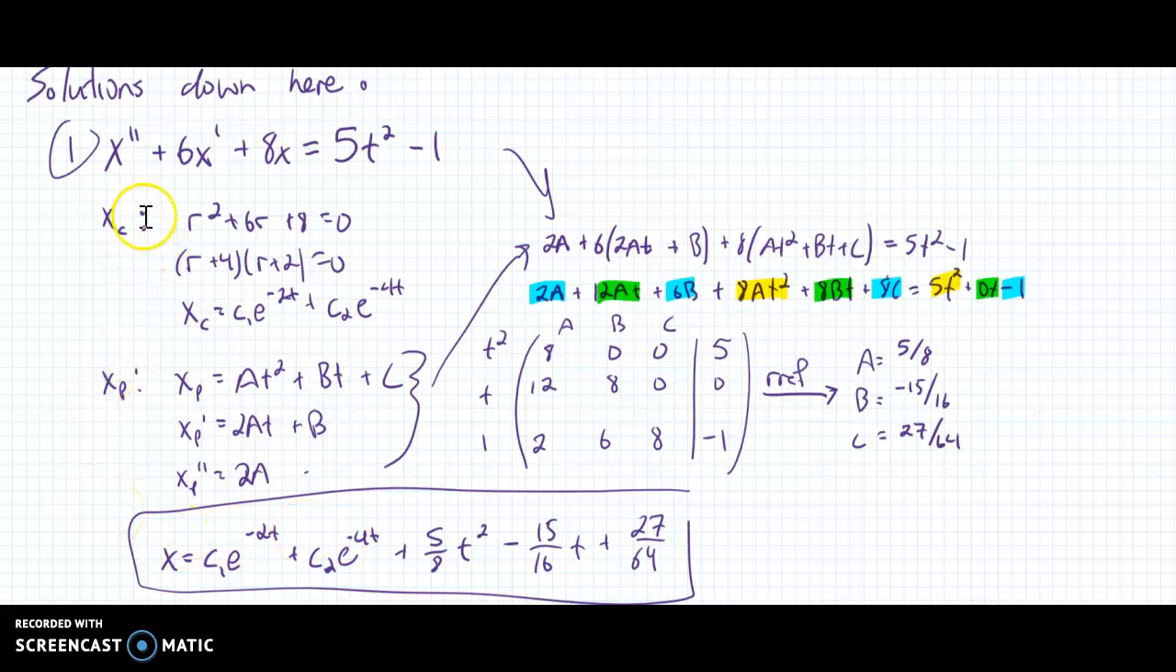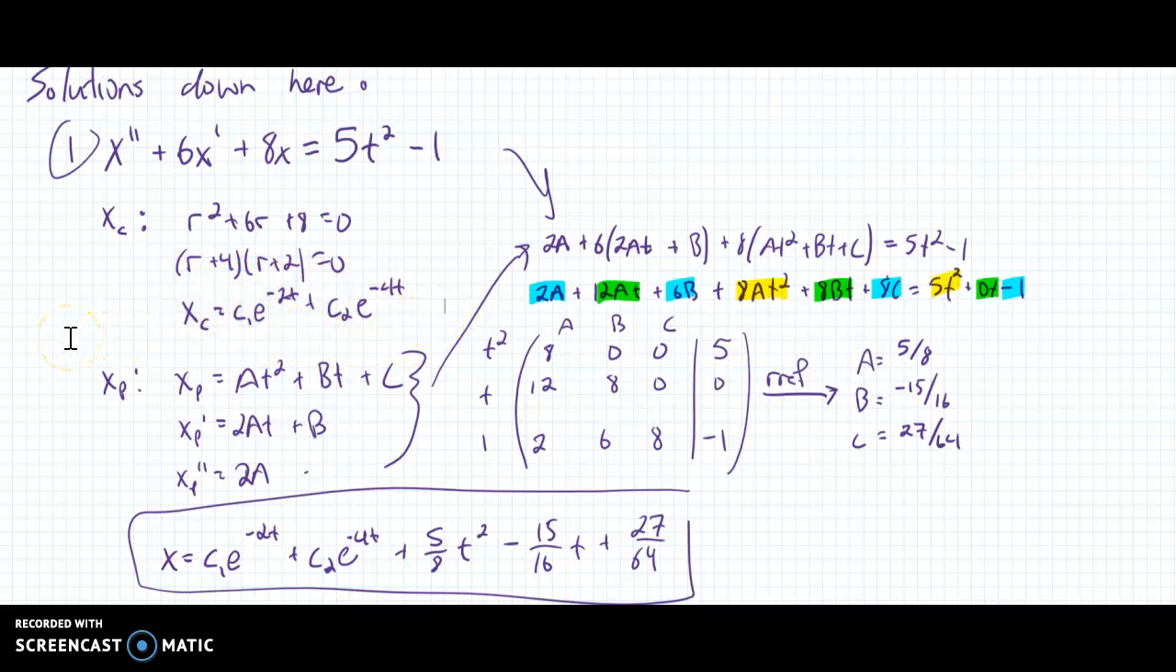The first thing we do is we find our xc. We do that by using the characteristic equation for this without the 0 on that right hand side. That gives me r squared plus 6r plus 8 equals 0. Factor: negative 4 and negative 2 are my r values, so that gives me x equals c1 e to the negative 2t plus c2 e to the negative 4t. So that's a little throwback to first semester.